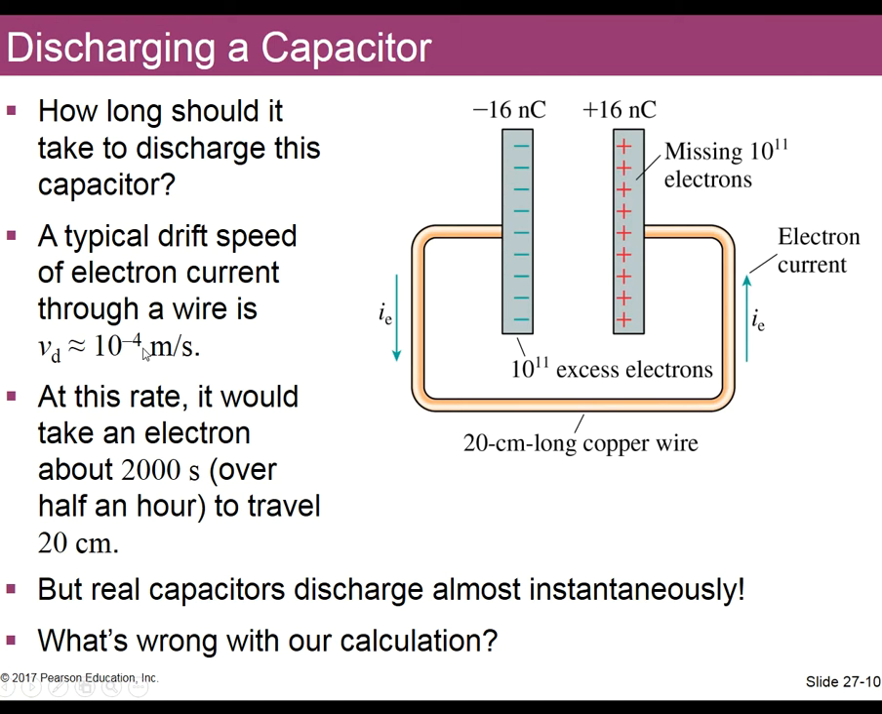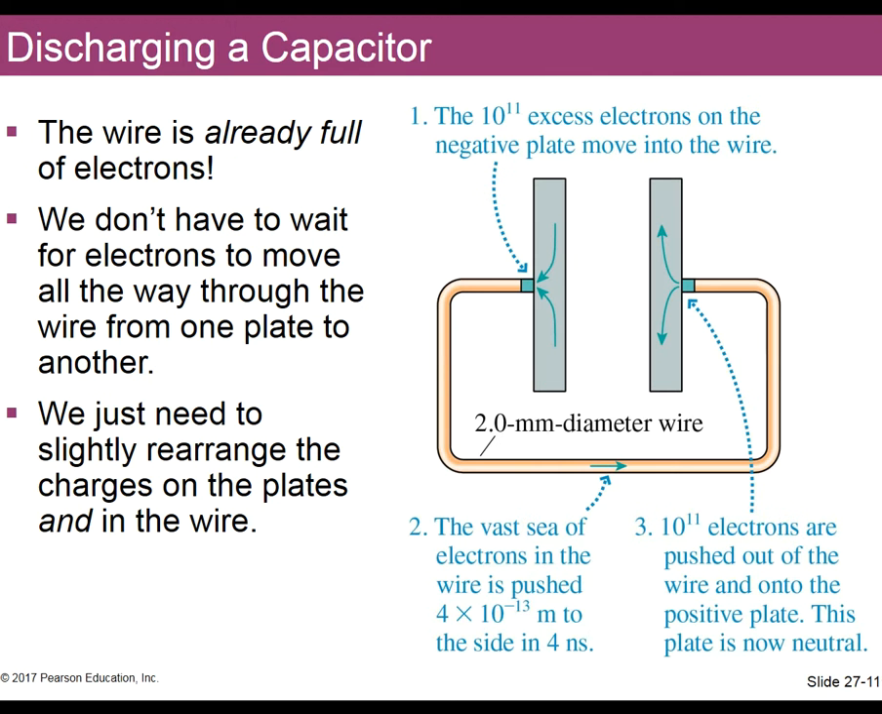Now, if the drift speed is 10 to the minus 4 meters per second, you'd expect about half an hour for the electron to travel through about 20 centimeters of copper wire. But in reality, and as you saw in our demonstration, the capacitor charges almost instantaneously. So what's wrong with our calculation here? The deal is that the wire is already full of electrons.